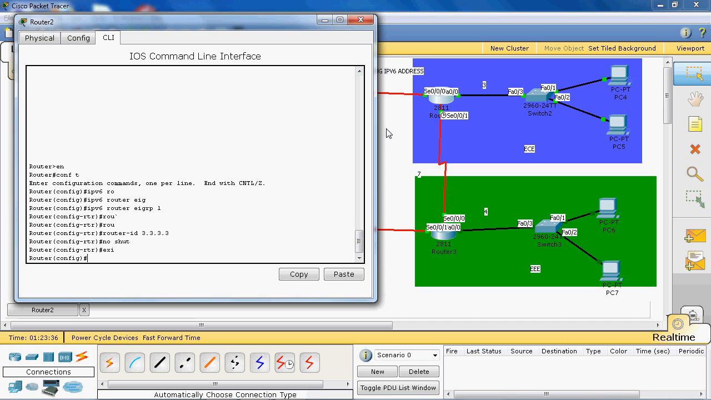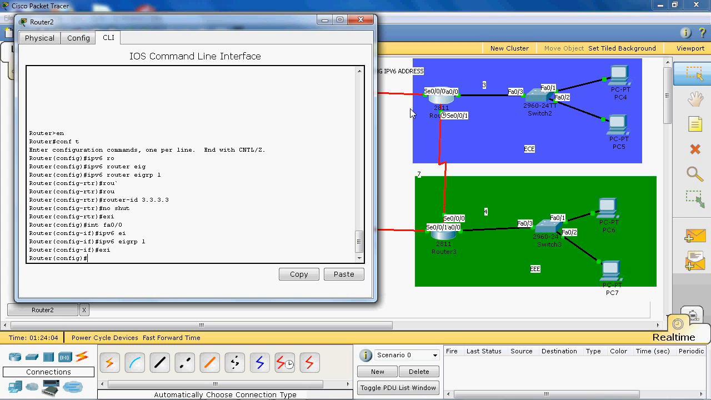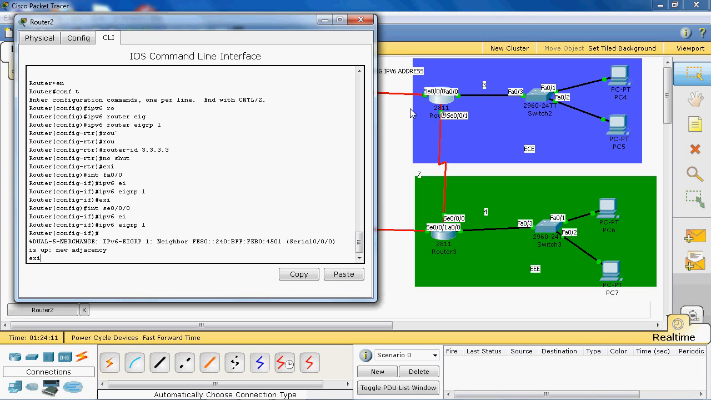Now in this router the directly connected interfaces are three: one local area interface, FastEthernet 0/0, and the WAN interfaces serial 0/0/0 and serial 0/0/1. So on the three interfaces we can enable the EIGRP routing protocol. First we go to the interface FastEthernet 0/0. The syntax for enabling the EIGRP routing protocol is ipv6 eigrp 1, exit. Interface serial 0/0/0, ipv6 eigrp 1, exit.